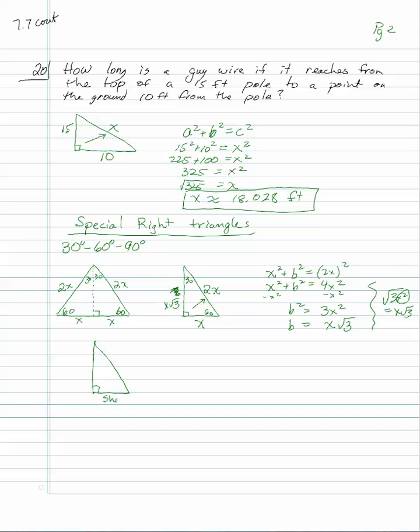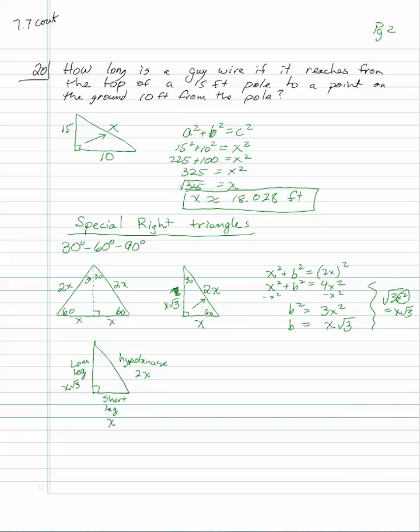This is what's called the short leg. It is half the distance of the hypotenuse. And then the long leg is the short leg times square root of 3. So that's why I have, this is x, the hypotenuse is twice whatever x is, and the long leg is whatever the short leg is, x, square root of 3.